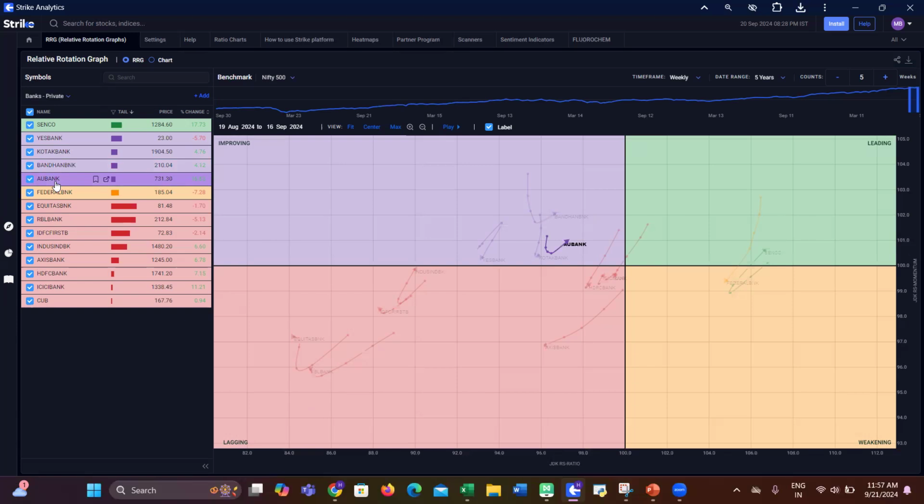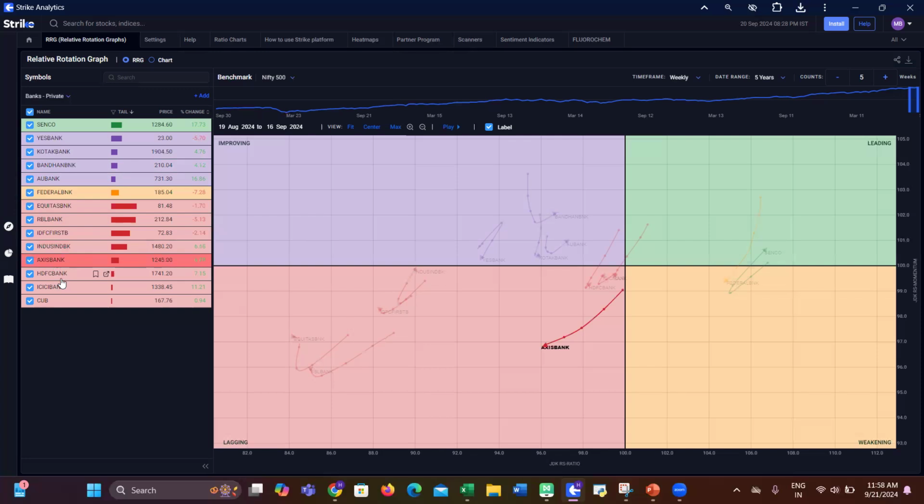AU Bank, absolutely, because of the news and other factors. So those are the catalysts. And now I see there is an increase in the RS momentum and RS ratio. So we need to keep an eye on that. Federal Bank, it was in leading for several days, but now it is into weakening. Equitas still far. I mean, we need to wait until it gets into improving. IDFC, not interested. Bandhan Bank, yes, this is showing some strength. So we need to keep an eye on RS momentum and RS ratio to see if it gets into improving.